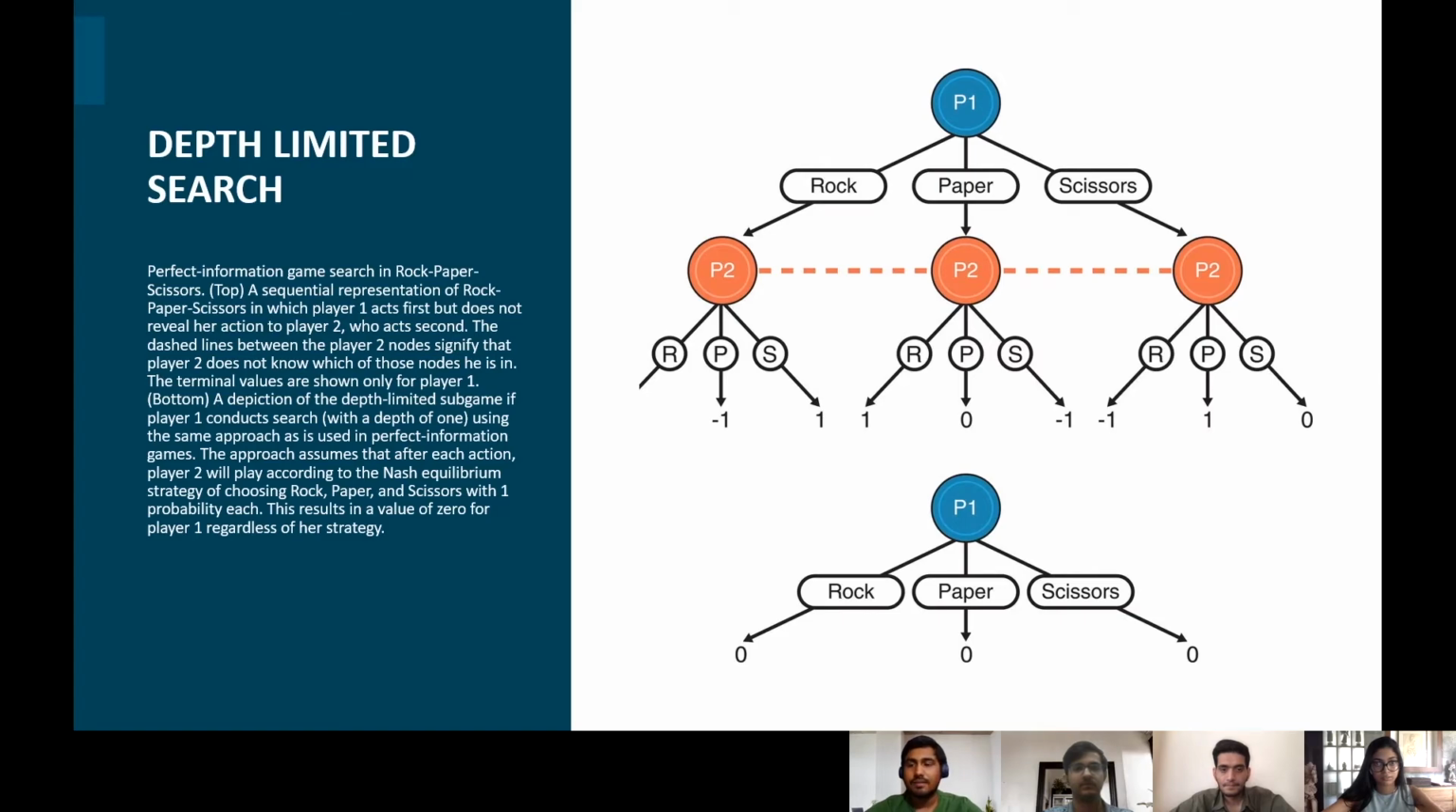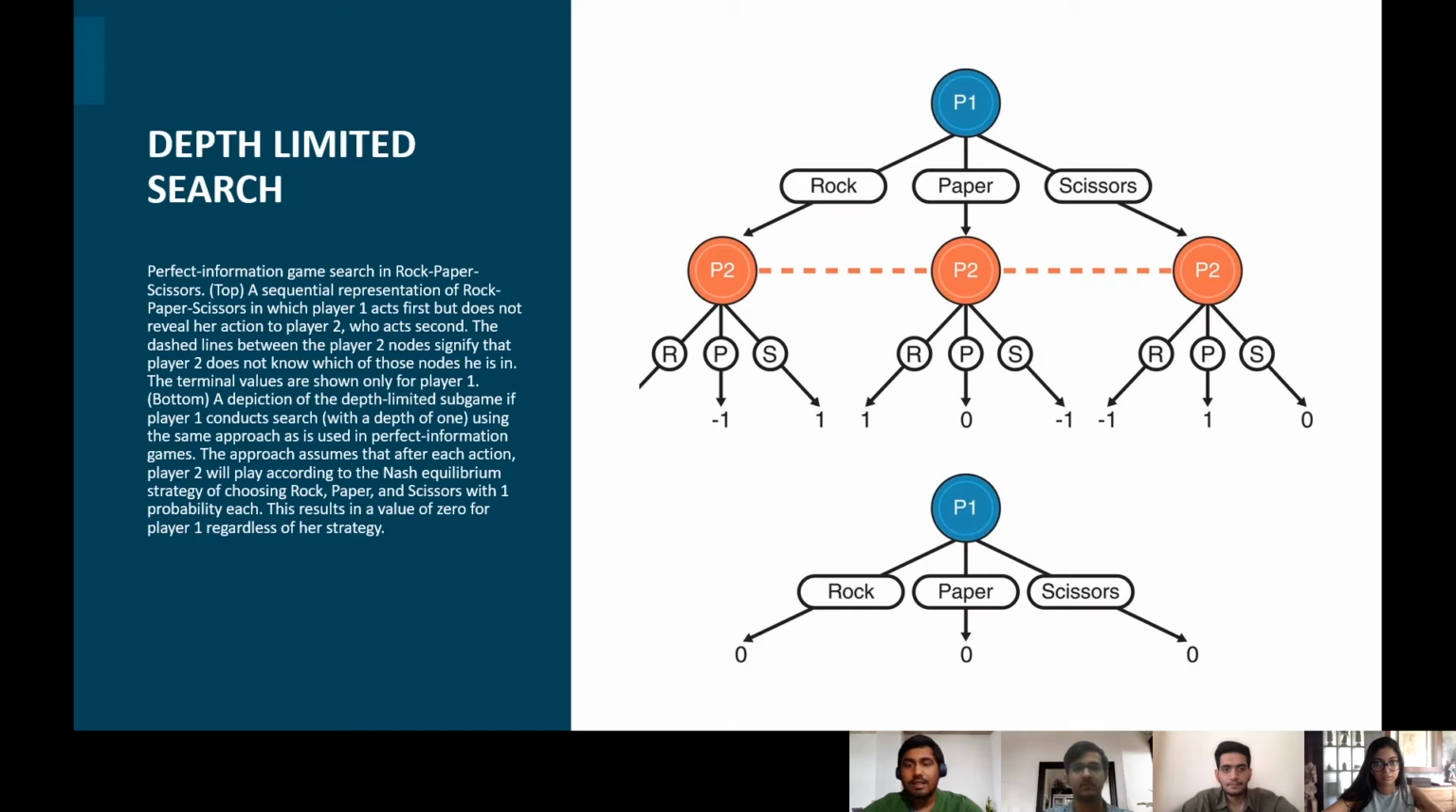Let us say we were to play a depth-limited version. We search as player 1 in this game and we do it in the same manner as perfect information games. So, as player 1, we look one move ahead and then we stop there and substitute the value of both players playing perfectly from that point forward.